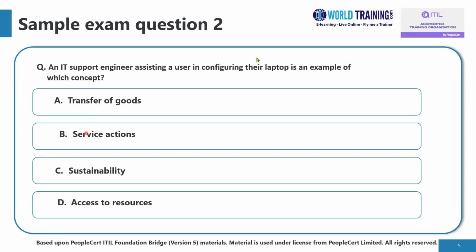Choice A would be incorrect because we have seen earlier transfer of goods is about transferring goods from a provider to a service consumer. Doesn't happen much in digital services, but it can though sometimes. And that essentially means transferring certain equipment, consumables, and so on. Whereas assisting a user to configure a laptop is an example of a service action, not an example of transferring goods. Therefore, choice B would be correct, wherein service actions mean actions performed by service provider or jointly by a provider and a consumer.